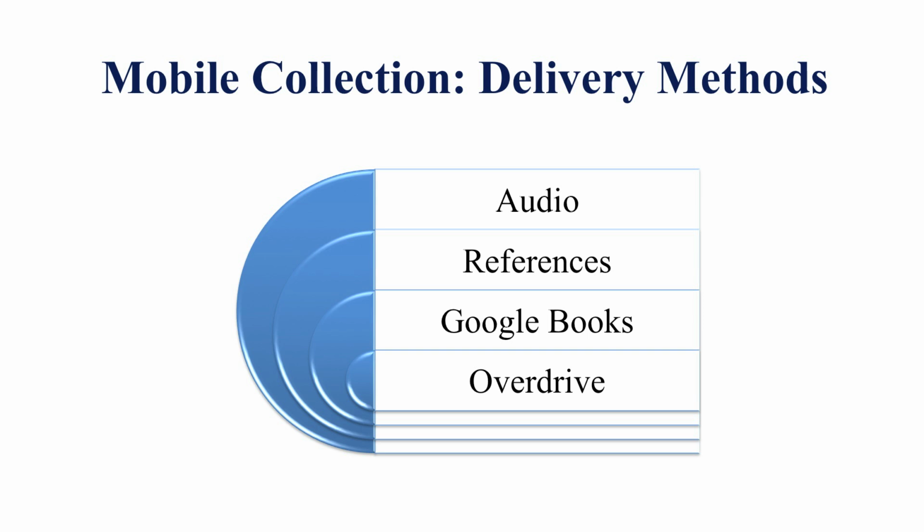These works include World Almanac, World Book, standard dictionaries, and thesaurus, and many more. And you can see in this screenshot the different kinds of mobile delivery methods.